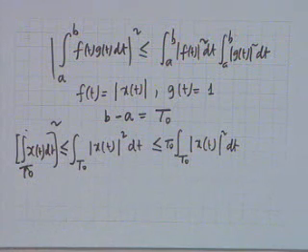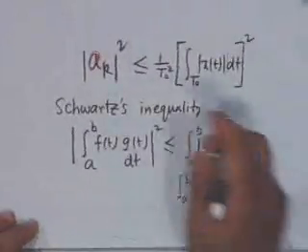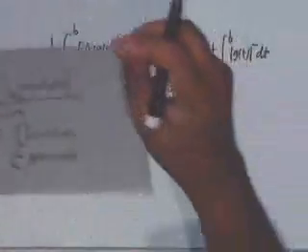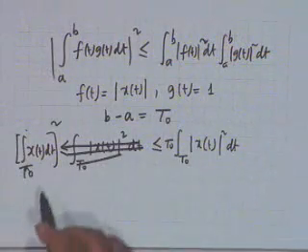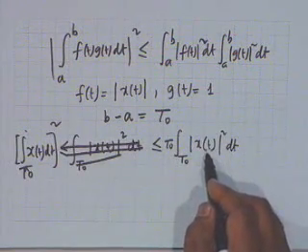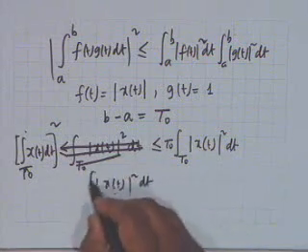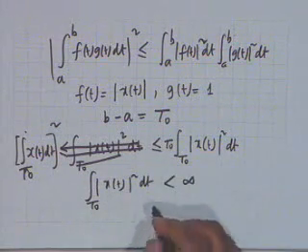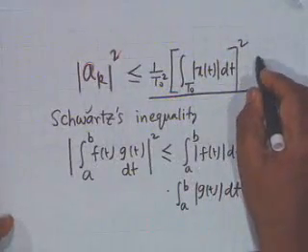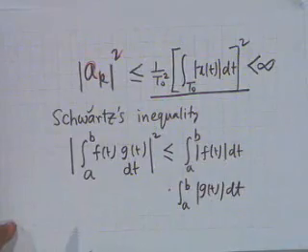I think you have got the result. If I go back to the previous slide, mod a_k squared was less than or equal to this, and I have proved that this magnitude squared is less than or equal to T0 times the integral of mod x(t) squared. Therefore, if the integral over T0 of mod x(t) squared dt is less than infinity, then a_k squared is less than infinity, which means that a_k is finite.